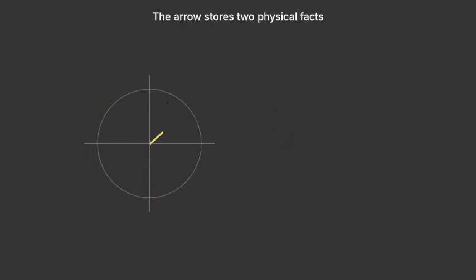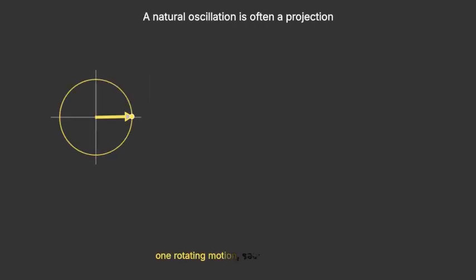That arrow stores two physical facts. Its length is the amplitude, how much. Its angle is the phase, where in the cycle. If we look at the rotating arrow from one side, we see a natural back and forth motion. A full rotation becomes one oscillation.